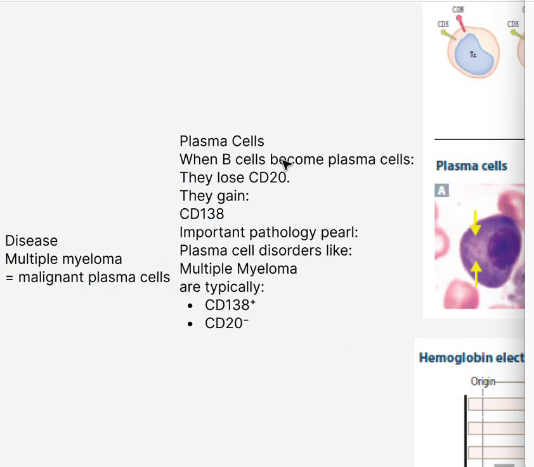Remember that when B cells become plasma cells, they lose their CD20 marker. They gain the CD138 marker. So an important pathology correlate is that plasma cell disorders like multiple myeloma are typically CD138 positive and CD20 negative, right? Let me end the video here.